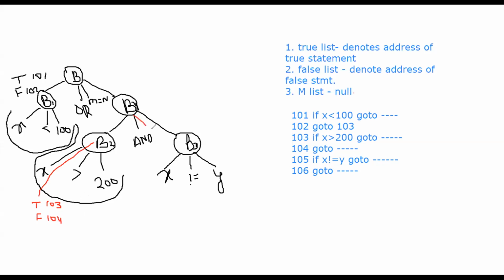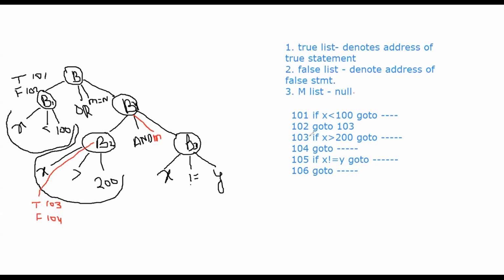Now with AND, we have to make the M list, right? Now go back to the previous M list, which is written with the OR statement. Now let's see, if the B1 is false, then we'll go to execution of the B2 condition. And where is the B2 condition written?